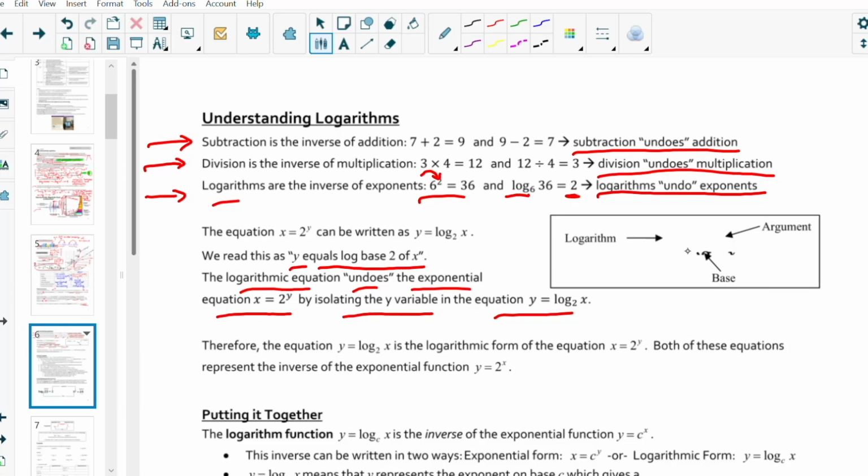Okay, let me do this. Look at that magic eraser. Ooh, magic eraser. Okay, let me fix that.